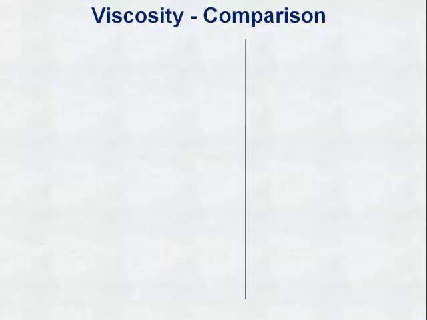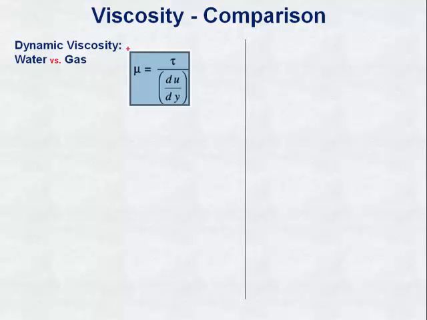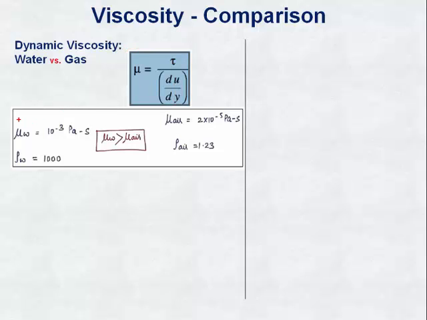Next is viscosity comparison. The first comparison is dynamic viscosity of water versus gas. We know mu equals tau by du by dy. Here, the dynamic viscosity of water is 10^-3 pascal second, and the dynamic viscosity of air is 2 × 10^-5 pascal second. So we can conclude mu of water is greater than mu of air. That means the dynamic viscosity of water is greater than the dynamic viscosity of air.